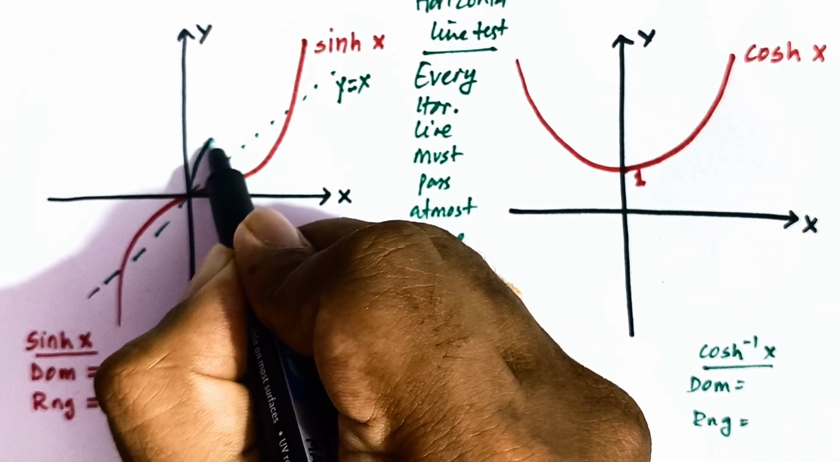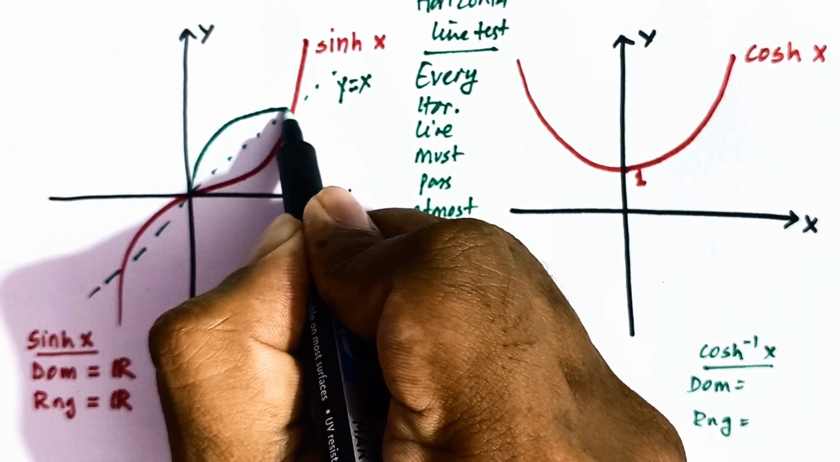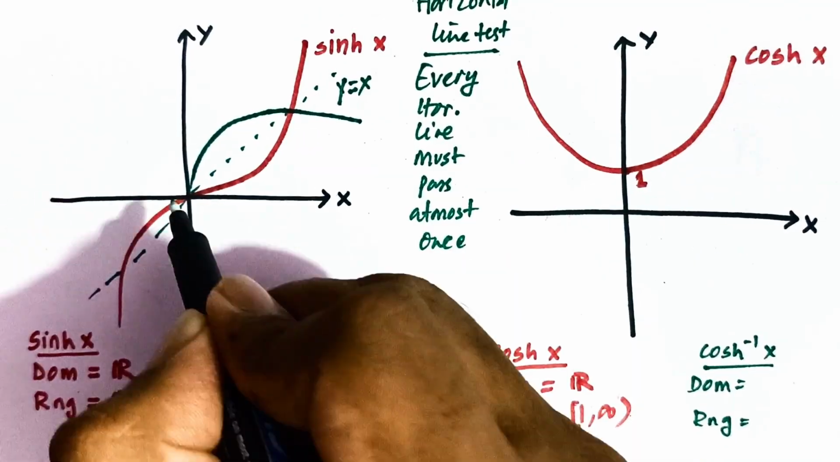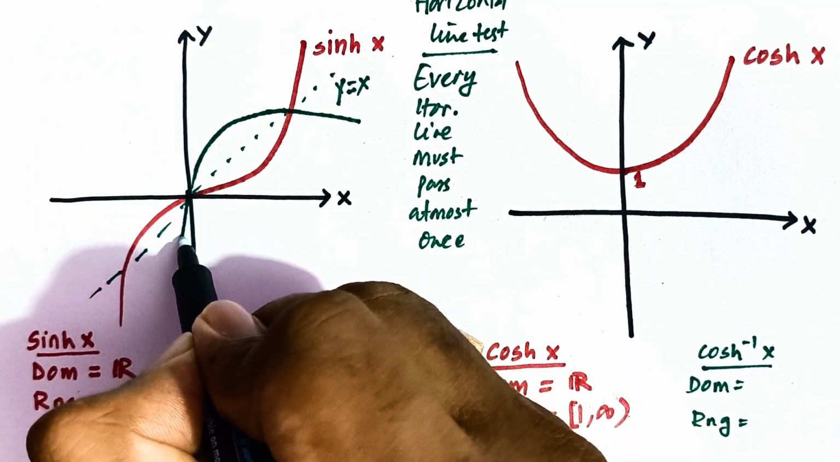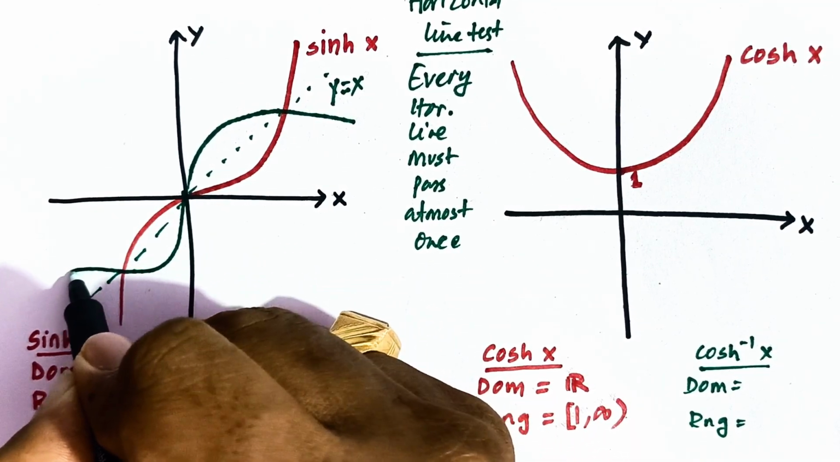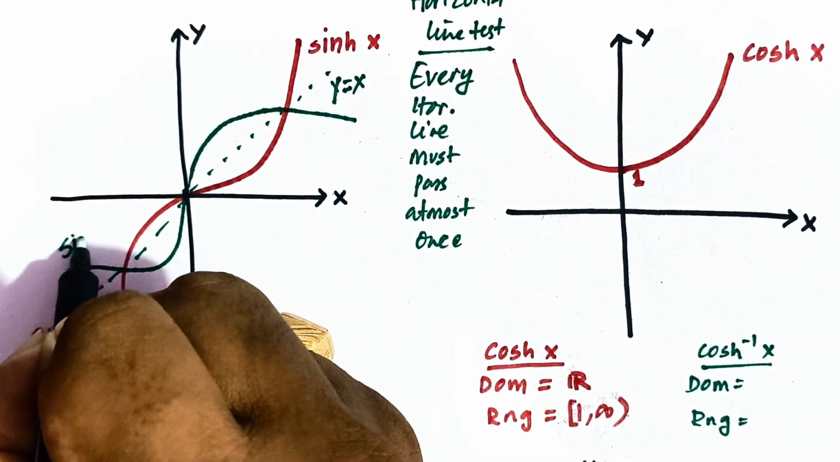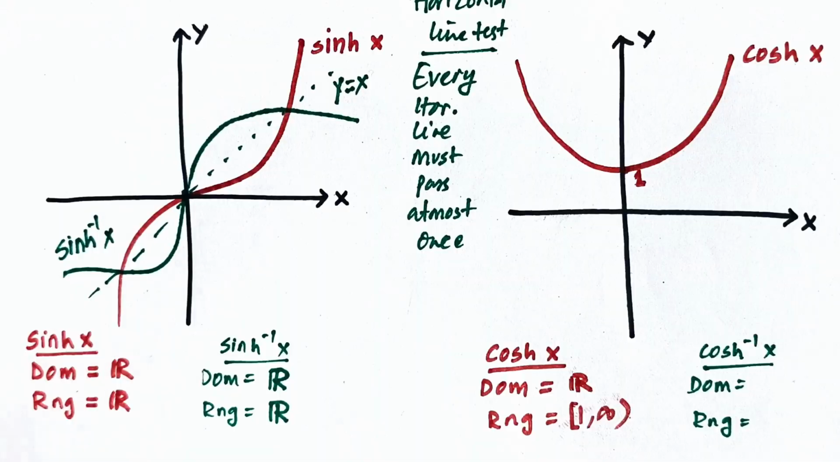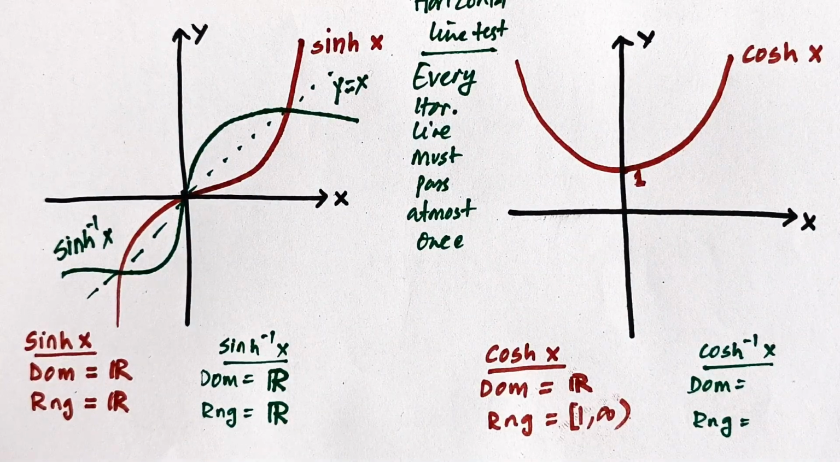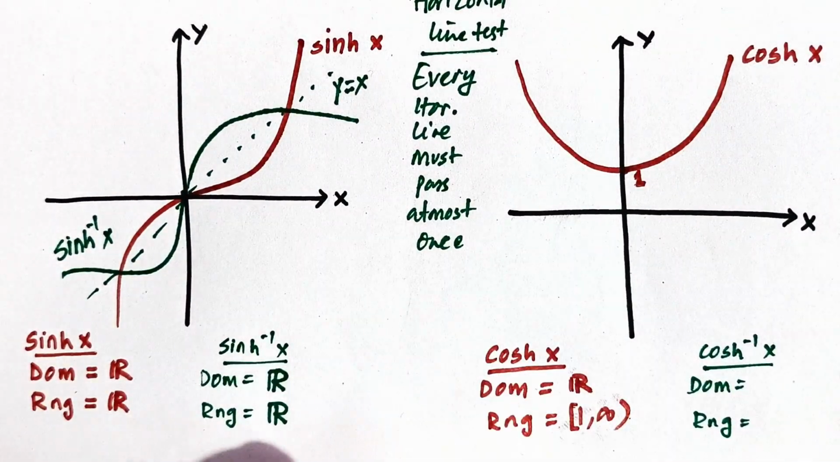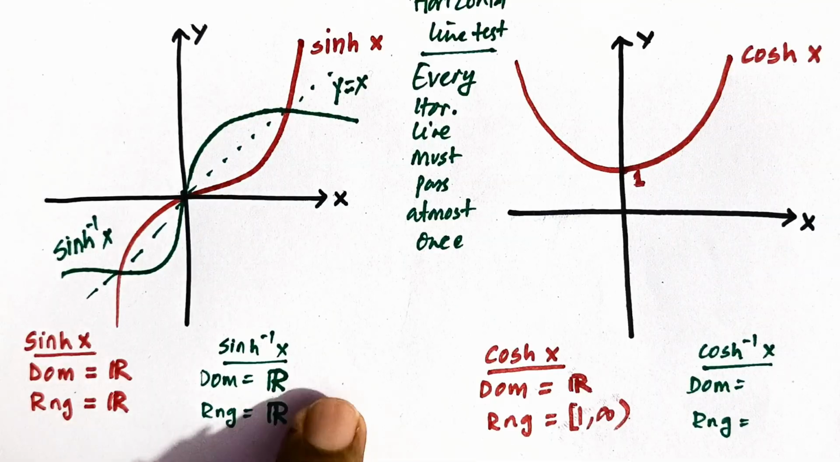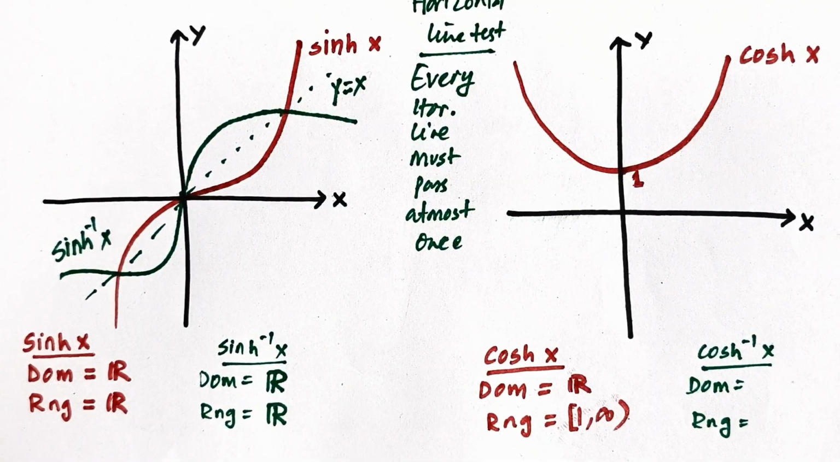So this will be somewhat like this, and on this side also. This is our inverse hyperbolic sine. Now we are done with inverse hyperbolic sine. This is our graph, and these are the domain and range.